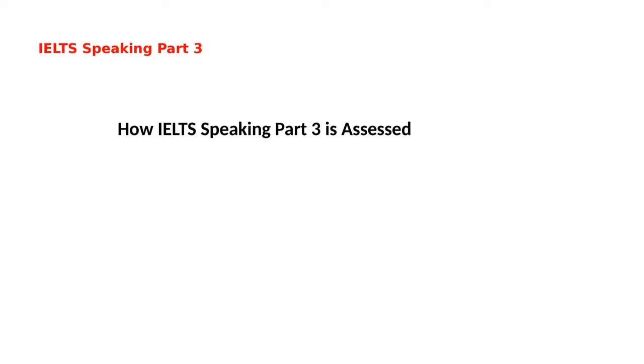It is extremely important to understand how IELTS Speaking Part 3 is assessed. IELTS Speaking Part 3 is evaluated based on four key criteria. Number one, fluency and coherence. This measures your ability to speak smoothly without long pauses and to connect your ideas logically. It's essential to develop your ability to extend your answers and provide detailed explanations.